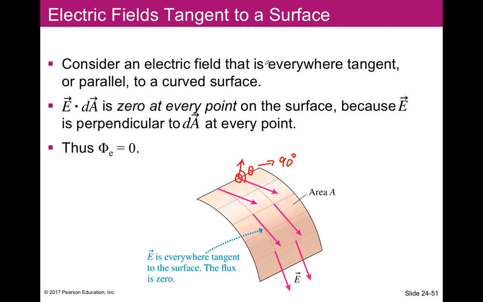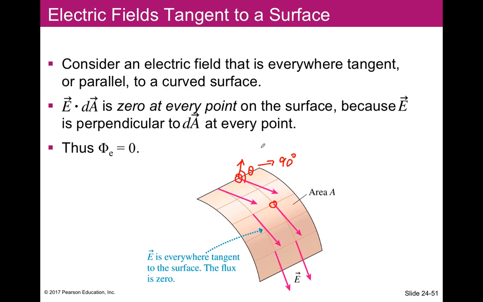Now, if the electric field is everywhere parallel to the curved surface, if we take a look at here, it's also parallel to the surface, and here it's parallel to the surface. But we define the direction of surface to be the normal to the surface, so that means the vector E and vector A in this case are always perpendicular to each other. So theta is always 90 degrees. Then cosine theta is always 0. Then the flux should be 0.